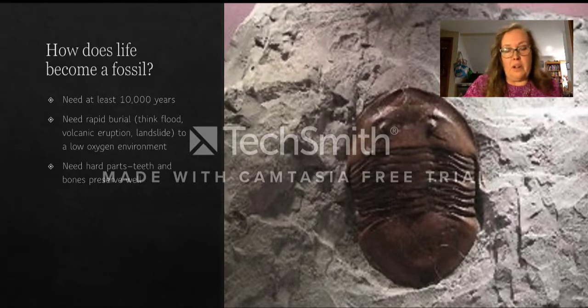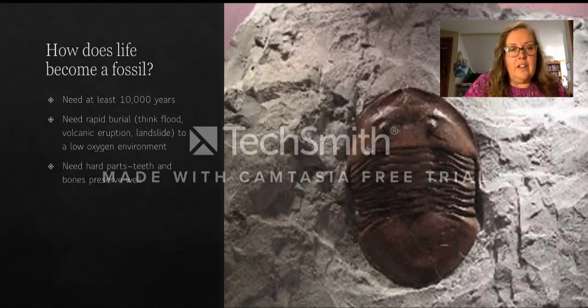You also need rapid burial. Now this is crucial. So you need some kind of burial that occurs really fast before the animal has a chance to break down and disintegrate. So something like a flood or a volcanic eruption that covers it in lava or a landslide. And so what is key there is that you remove the oxygen, so it becomes a low oxygen environment, and that's going to help prevent the breakdown of material and the disintegration of that animal and help preserve it.